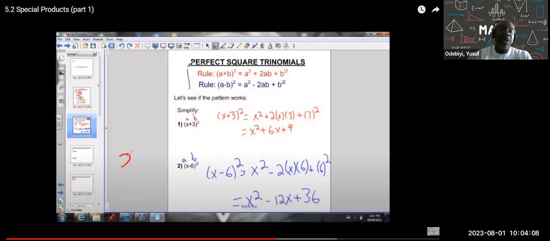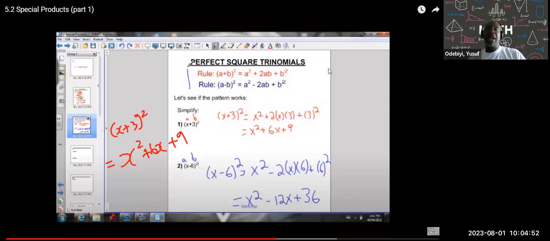I know I'm going to have an x squared. So x plus 3 squared is going to equal x squared for sure. Then I know that my middle term is going to double, right? So if I have 3, it's going to be plus 6x. And then my last term multiplies itself again, so I'm going to have 9. You can see a perfect square is a fast way to get to the answer.